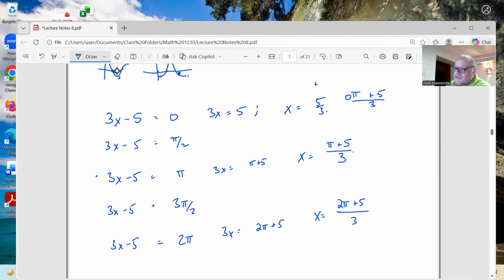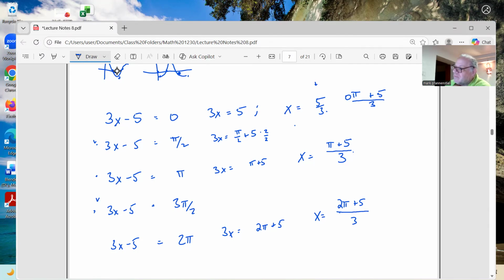Let's do the two ones in the middle, the pi over 2 and the 3 pi over 2, and see if we can get those guys done first, and then we will have a pattern. So let's go ahead and add the 5 to both sides. We have 3x equals pi over 2 plus 5. We have to get common denominators here, all right? So how do I get common denominators here? I'll multiply by 1. Two tricks in math: multiply by 1 and add 0.